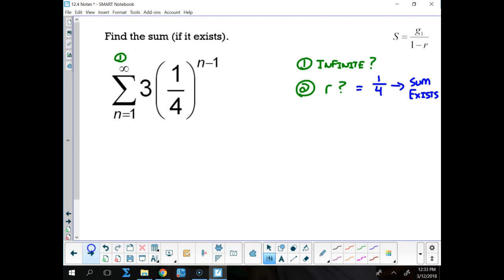So now that we know that it's an infinite sum and that sum exists, now we can use our S equals our first term divided by 1 minus R. In order to use this, what are the two things that I need to find? One, I need to find my first term. What is my first term?